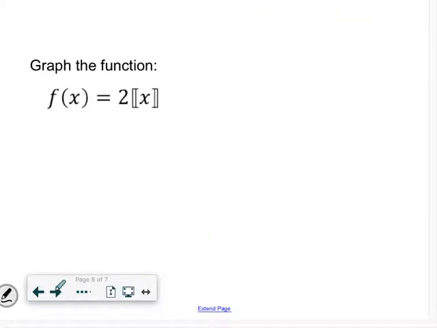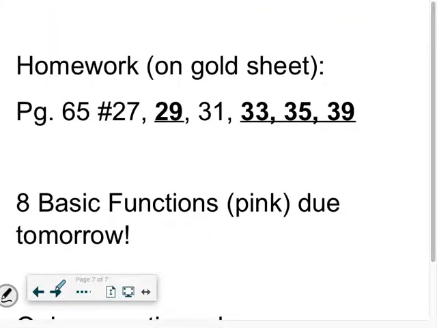All right. So your homework assignment is here. These two are piecewise. So if you want to start a piecewise, you can start with 35 or 39, and then all of these are greatest integer.